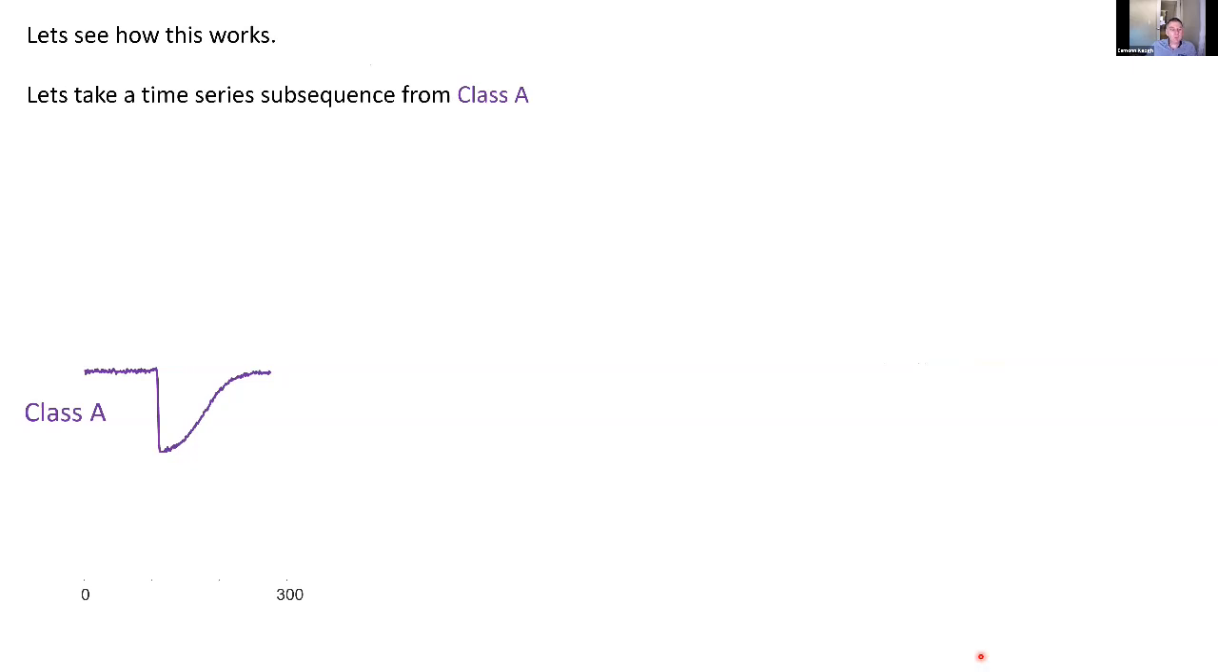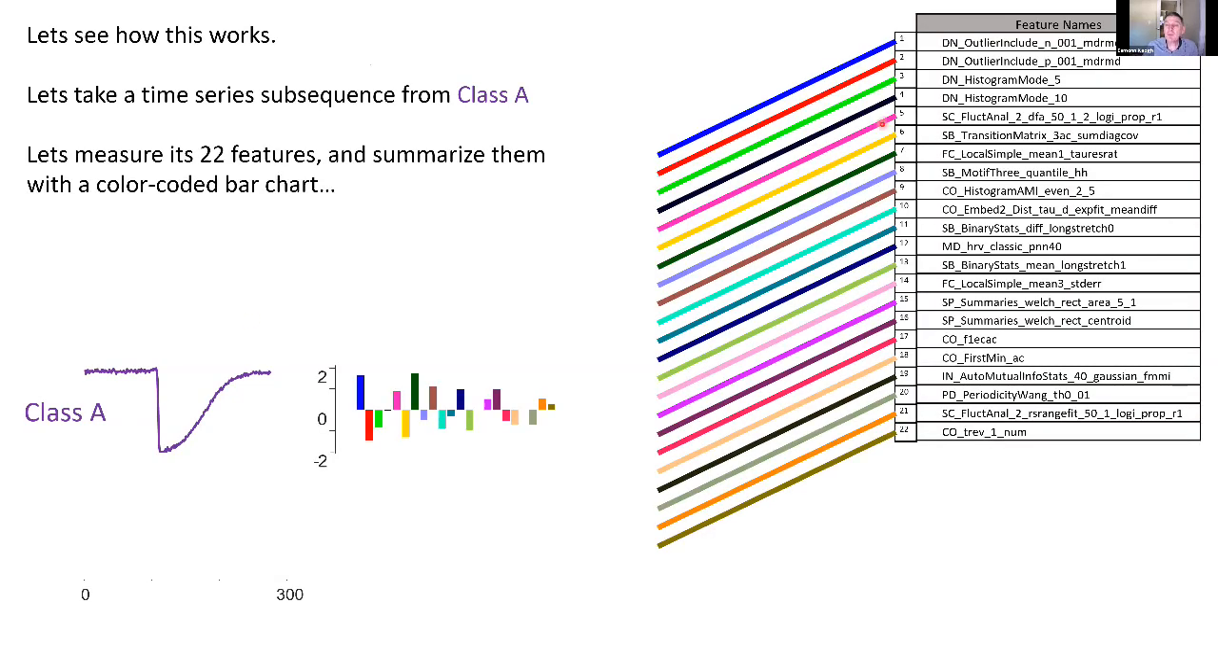Let's see a worked example. So here I have a behavior. Let's call it class A. And now I'm going to compute its 22 feature values using catch-22, and I'm going to plot them here in this colorful bar chart. These features can be positive or negative when normalized correctly.